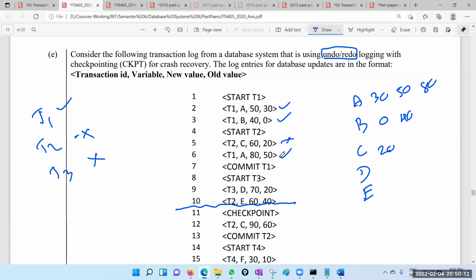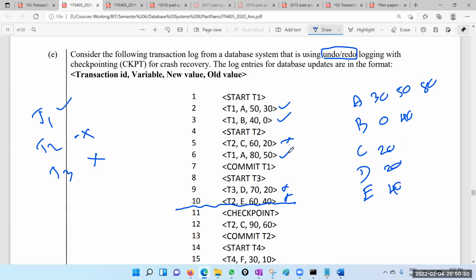But commit means yes, we are going to redo it anyway, because we never know whether it has been flushed or not, because it's an undo-redo situation. But that means still no false situation. Then transaction 3 starts, but we are not going to do these things because it crashed before that checkpoint. But from this we can get a clue that D is originally 20 and E is originally 40. We are not going to do the change when it is crashed here. So the final answer is 80, 40, 20, 20, 40.